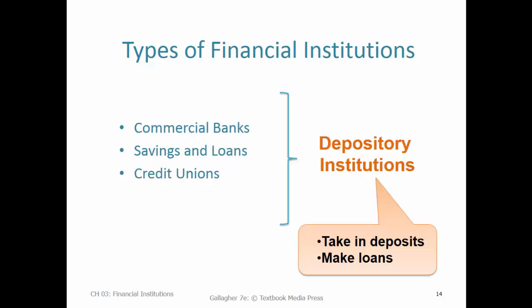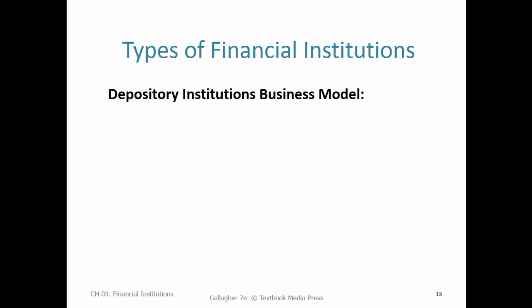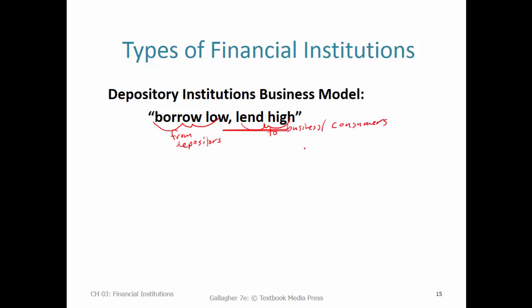Okay, so those three kinds of institutions form what we call depository institutions. They take in deposits, and then they make various kinds of loans. Depository institutions' business model can be summarized as borrow low, lend high. And it's important to understand this. Banks borrow money from the depositors, and when you put money in the bank, you're technically lending it to the bank. And then they lend to businesses and consumers in the form of things like mortgages, credit loans, car loans, business loans.